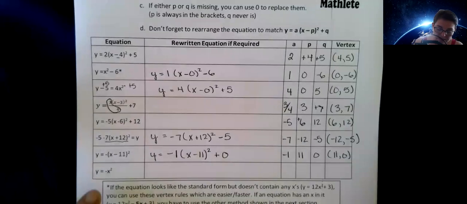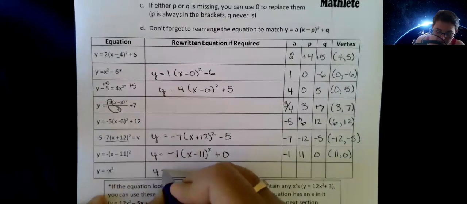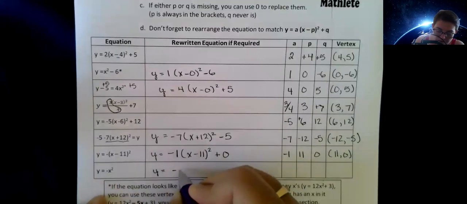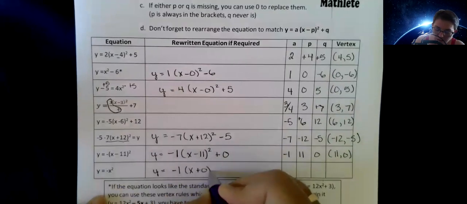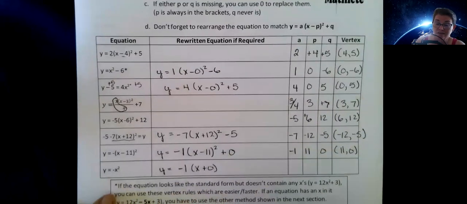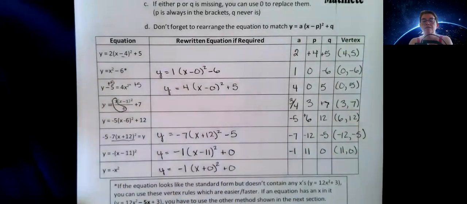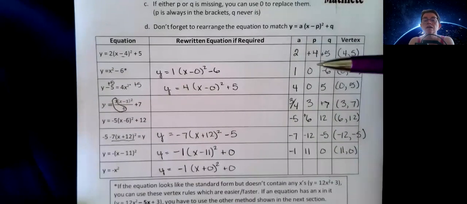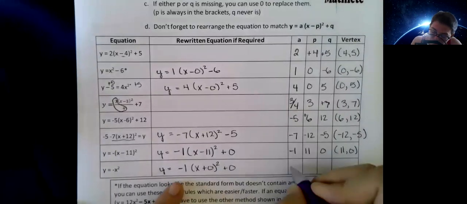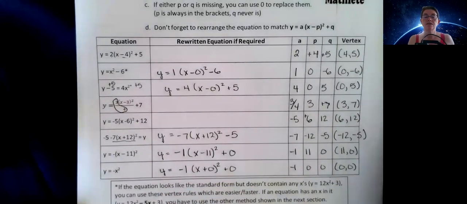All right, last one. Oh my goodness, that's such a little equation. Y is equal to, okay, -1 x plus 0. You can put -0. It really isn't going to matter because it's 0, so sign doesn't matter. Squared plus 0. So that's what I mean. We're up here where I said if either p or q is missing, you can put a 0 in their place. So -1 and 0 and 0, which gives me 0, 0 as the vertex.